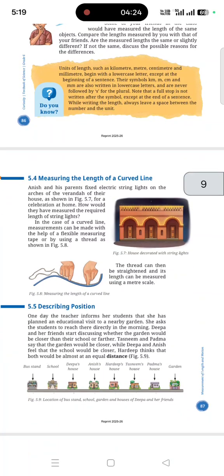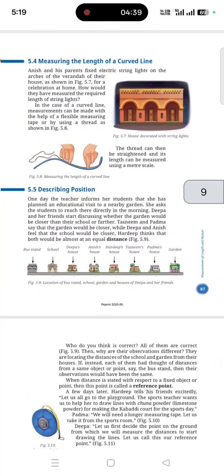So you can observe the measuring of the length of a curved line. Say for example, in some cases when a curved line arises, you will be using a rope for measurement. So with that rope you can go along with the curved line, and then that thread which you have used can be fixed for measuring.